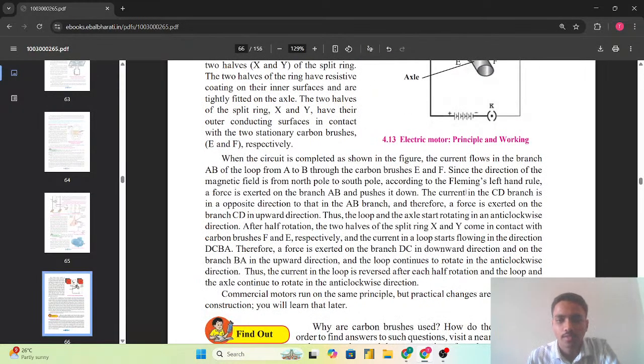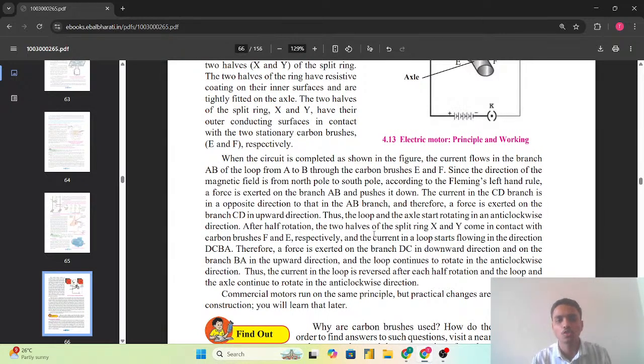Next, since the direction of the magnetic field is from the north to the south pole, according to Fleming's left-hand rule, force is exerted on the branch AB and pushes it down. The current in the CD branch is in the opposite direction to that in the AB branch, and therefore a force is exerted on the branch CD in the upward direction. Thus, the loop and the axle start rotating in the anticlockwise direction.